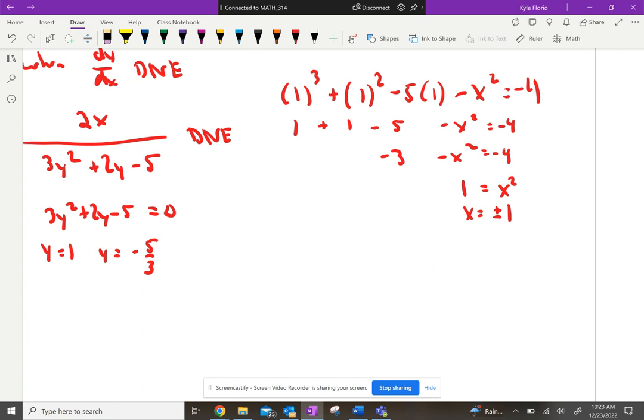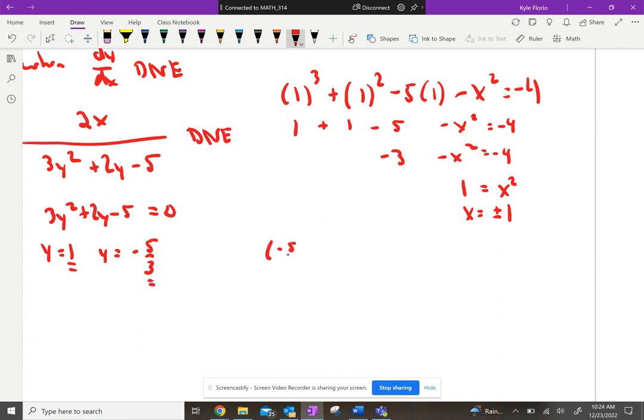Oh, yeah. Okay. Which is what? That's the vertical. That's where the slope doesn't exist at those points. It's a vertical tangent line. Okay. So now I have to do the same thing, but instead of plugging in 1, I'm going to plug in negative 5/3.